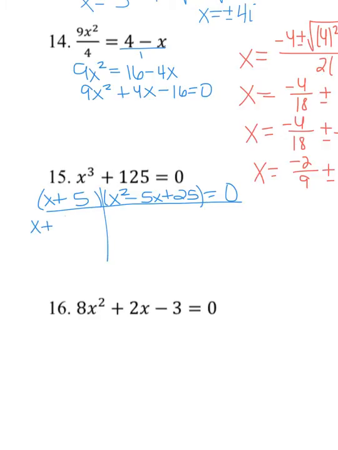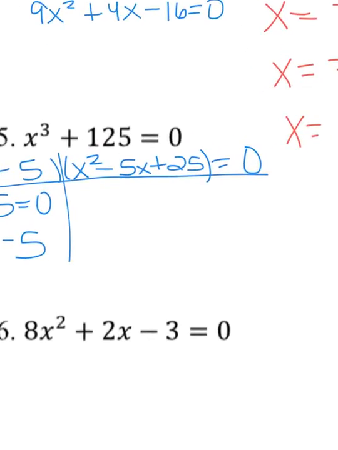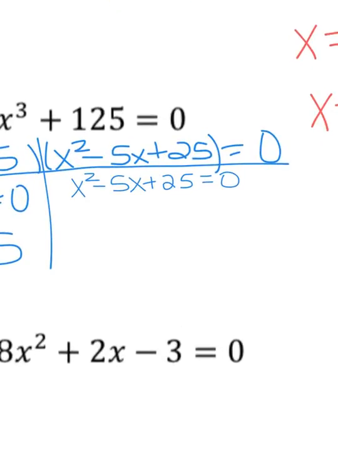So x plus 5 equals 0. That one's easy. That gives me x equals negative 5. For this side, though, x squared minus 5x plus 25 equals 0. That is not factorable, but it's a quadratic that you have to solve. You can either do completing the square or quadratic formula. So I just did some quadratic formula, so I'm going to do completing the square.